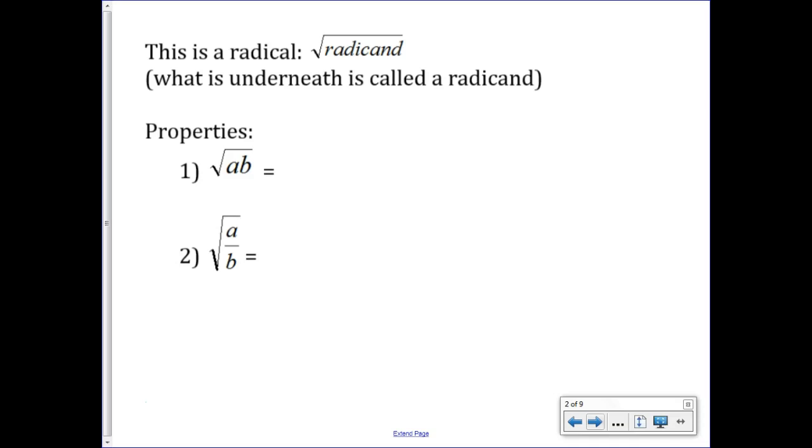So properties. If you have a and b multiplied underneath the radical, we can separate that out. So in this case, that would be the square root of a times the square root of b. We can do the same thing if they're divided under the radical, and we can separate them out into separate radicals. So the square root of a divided by the square root of b. That's going to help us in some of our solving.